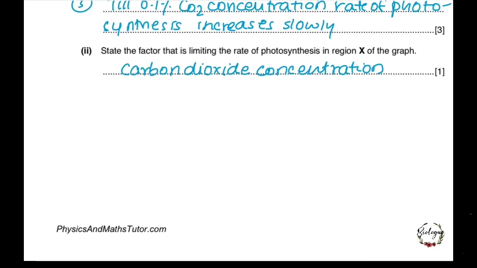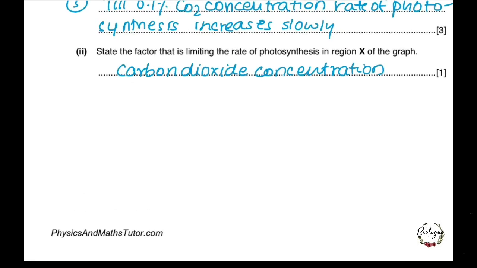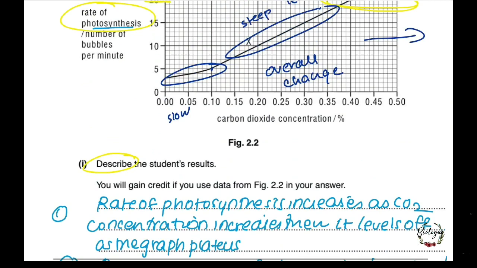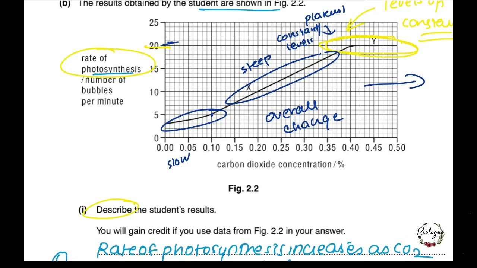State the limiting factor that is limiting the rate of photosynthesis in the region X of the graph. Region X is where there's a steep gradient, which means that this factor in the bottom, this independent variable, is still affecting the rate of photosynthesis. Only in the portion where the rate of photosynthesis no longer changes, even if there is a change in the carbon dioxide concentration, is carbon dioxide concentration no longer a limiting factor. Only in that region there is some other environmental factor that is the limiting factor.